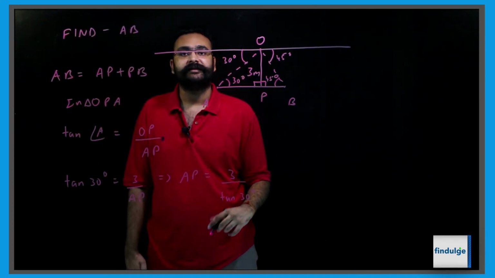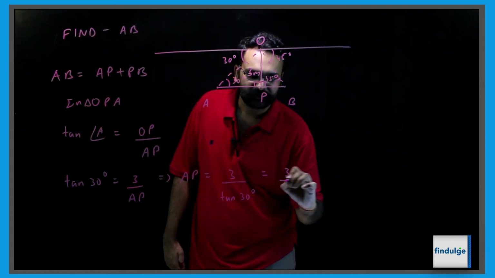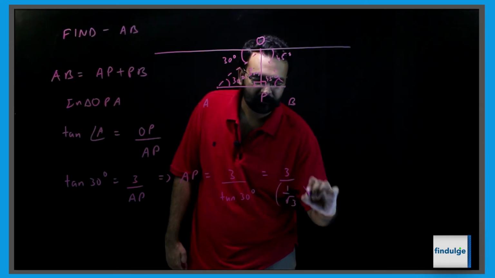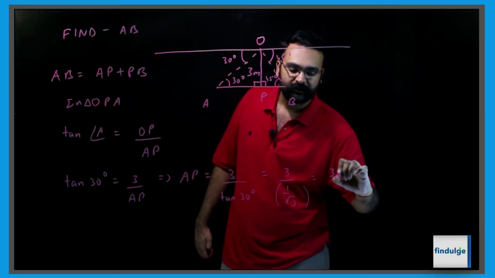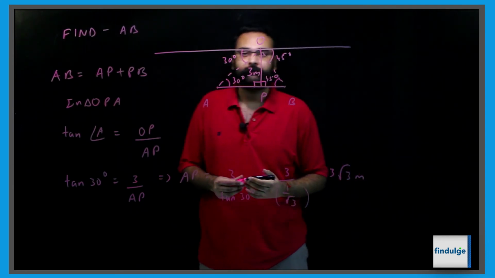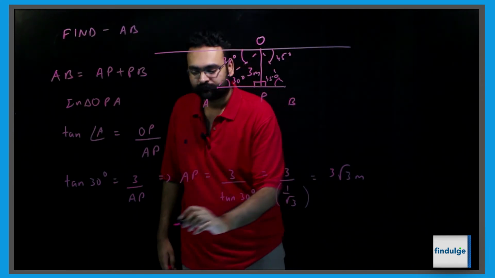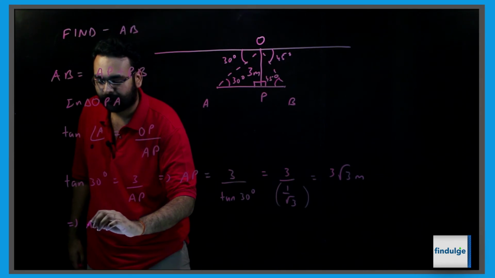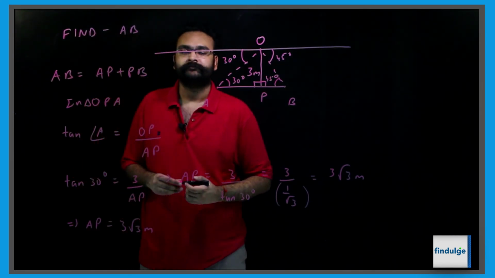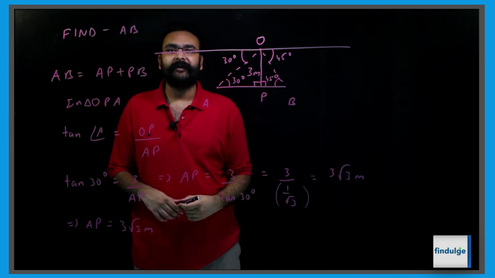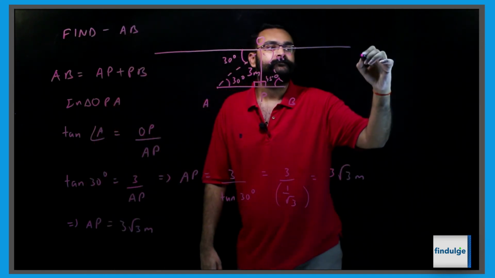Tan 30 degrees is nothing but 1 upon root 3. So it turns into 3 divided by 1 upon root 3. Division by a fraction, reciprocal, is 3 root 3 meters. So AP is equal to 3 root 3 meters.